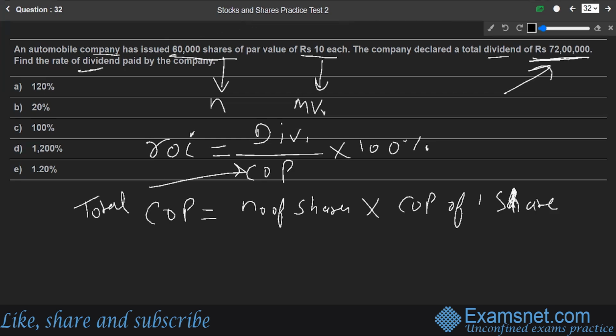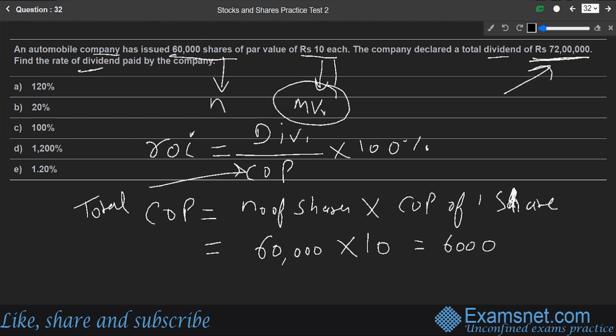Okay, so let us put down the values. Total cost of purchase: number of shares is 60,000, multiplied by the cost price of one share, which at par is 10 rupees itself. 60,000 into 10 is nothing but 6 lakh rupees. So this is the total cost of purchase.